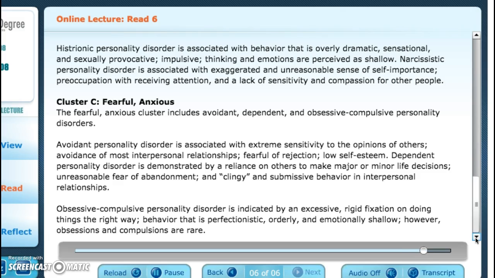Obsessive-compulsive personality disorder is indicated by an excessive, rigid fixation on doing things the right way, behavior that is perfectionistic, orderly, and emotionally shallow. However, obsessions and compulsions are rare.